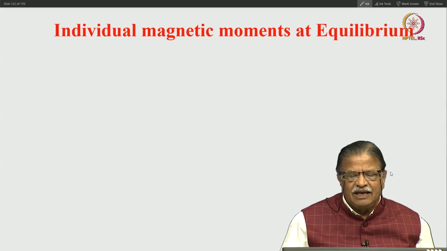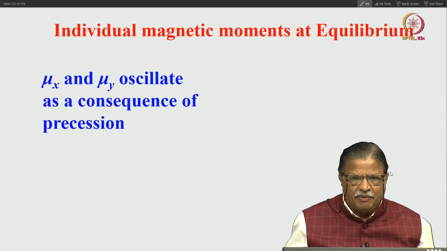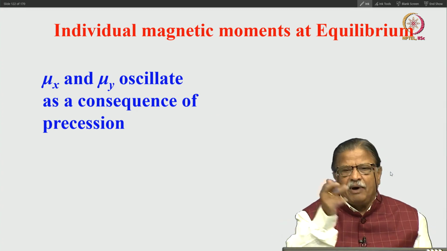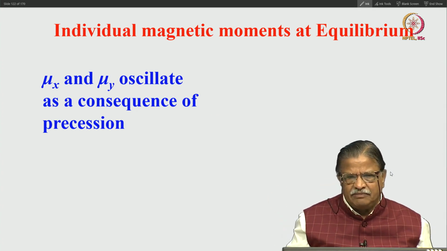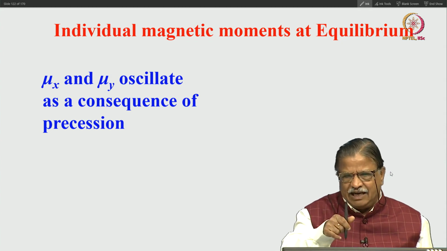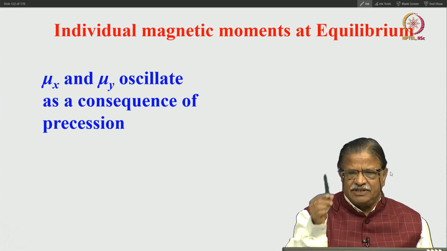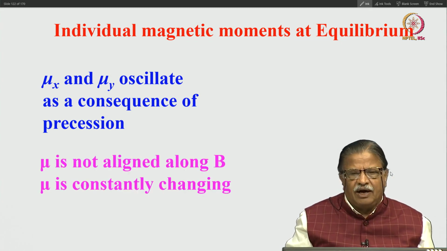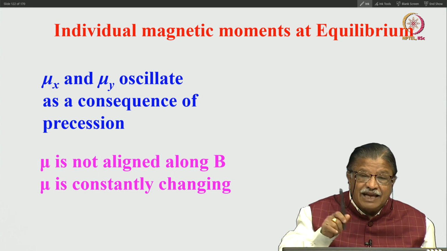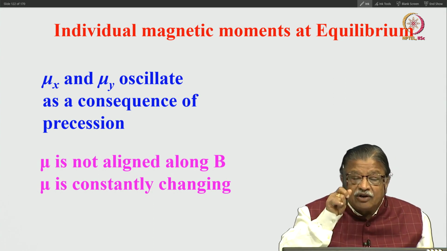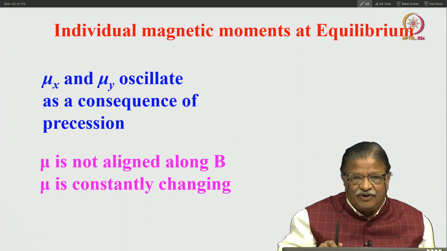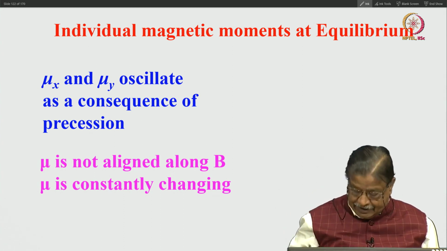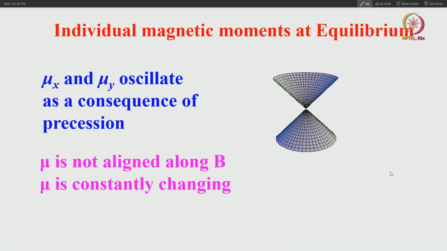First we look at the individual nuclear magnetic moments. The nuclear magnetic moments, which I said are mu, keep oscillating at equilibrium. They are not in a steady state. As I said, the nuclear spin starts precessing in the magnetic field, and the oscillation that is going on is called precession. As a consequence, individual magnetic moments are not aligned in the direction of the magnetic field. They are constantly changing their position. They keep on precessing like this. This is what we observed.